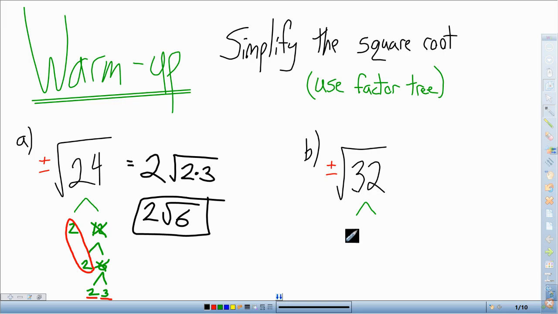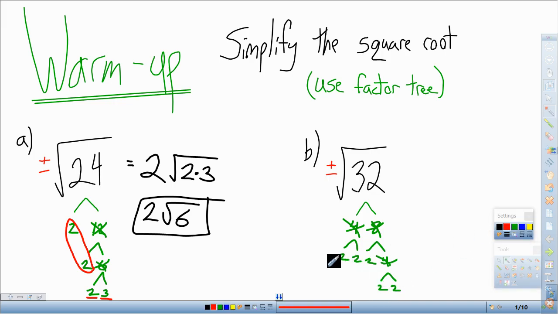Okay, let's try letter B here, same idea, 32. I'm thinking of two numbers that multiply to get 32. Again, there are options on this. I'm just going to go with 4 times 8. So there's the first two numbers I thought of. 4, I can break down into a 2 times 2, cross it out. 8, I can break down into a 2 times 4, cross it out. These 2's are prime. This 4, though, breaks down into another 2 times 2, cross it out. So we broke this thing down into a bunch of 2's. Let's start pairing them up.